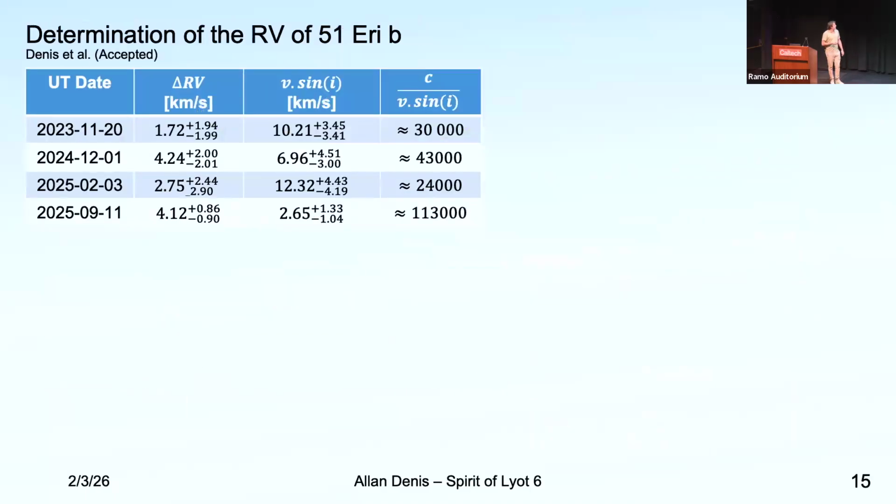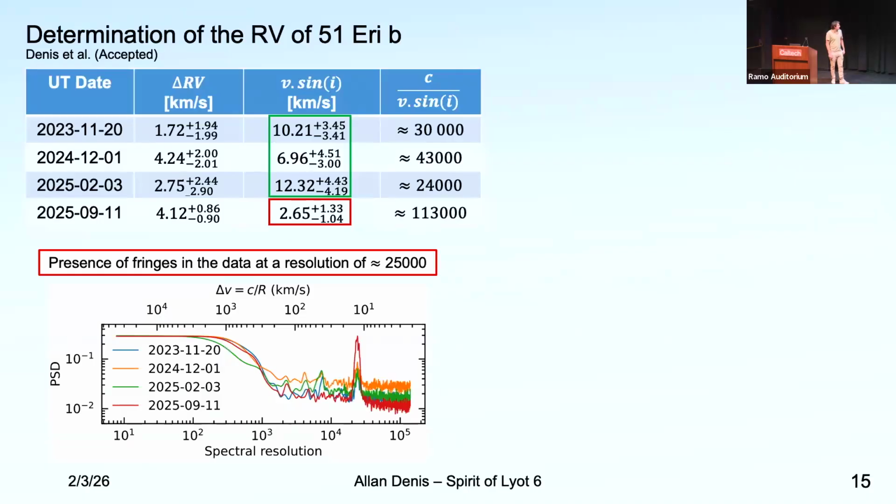If you look closely at the result of the RV and vsini for the planet, we can see that there is a very inconsistent value for the vsini, notably at the last epoch, which is very low. And actually, we realized that it was due to the fringes. So the fringes in the HiRISE instrument are coming from the dichroic filter, which acts as a Fabry-Perot interferometer and generates sinusoidal oscillations in the stellar speckles, which we can see here.